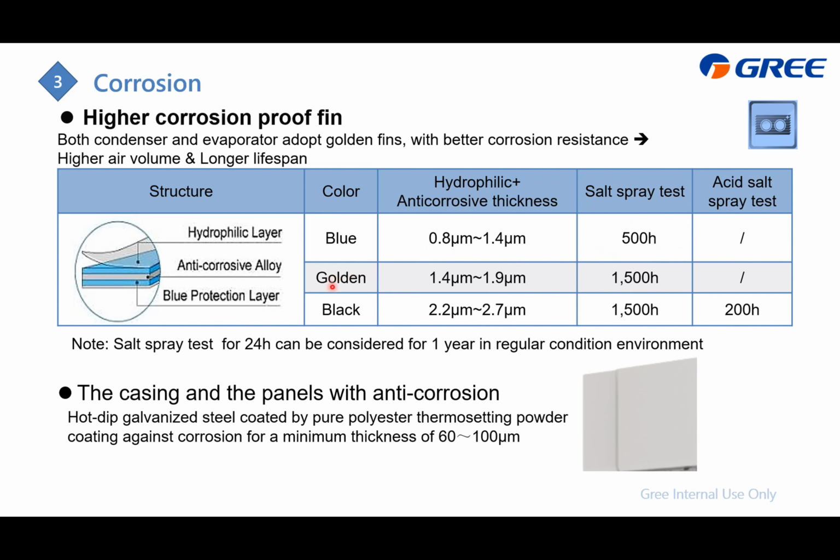The standard is this golden. It can last 1,500 hours of salt spray test. If customized for the black color, which is this one, we can add another 200 hours of AC salt spray test, which ensures the anti-corrosion level of the whole system and the condenser. As for the casing and the plate, we also apply special anti-corrosion painting on it, and also ensure the minimum thickness meets this value.